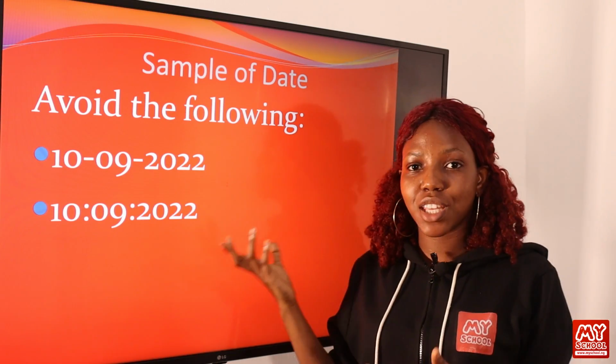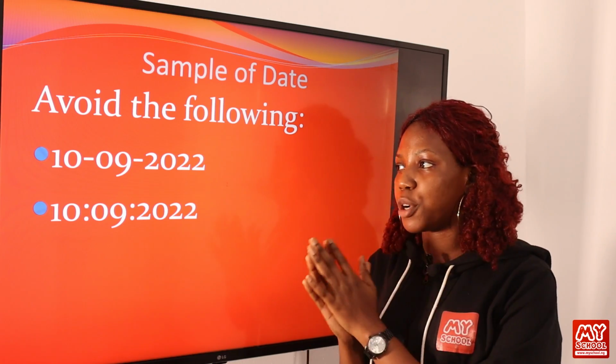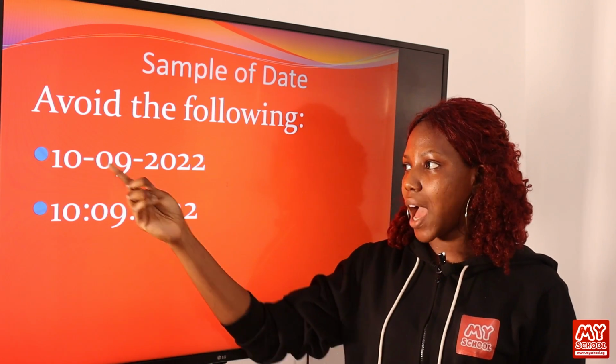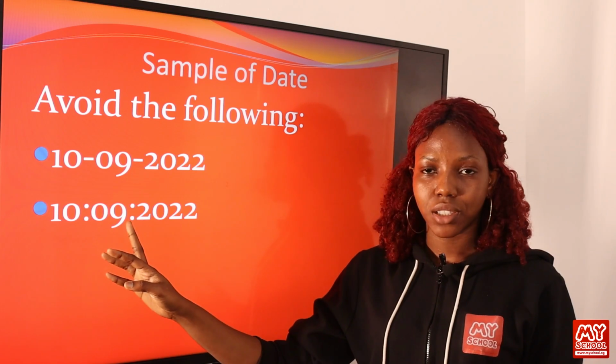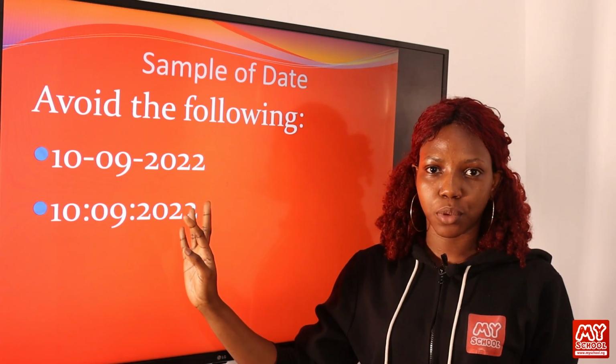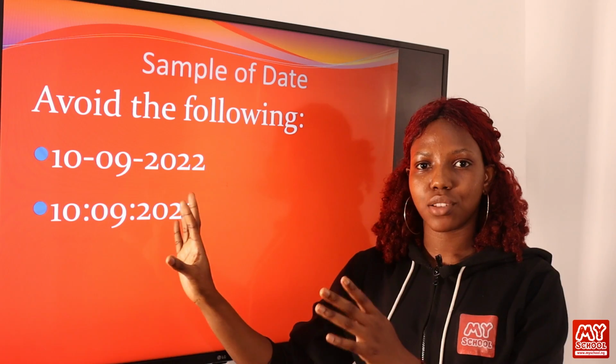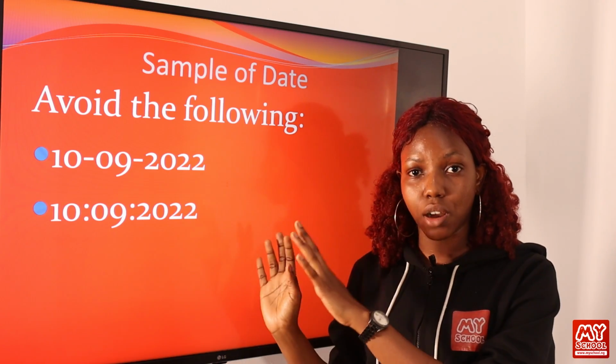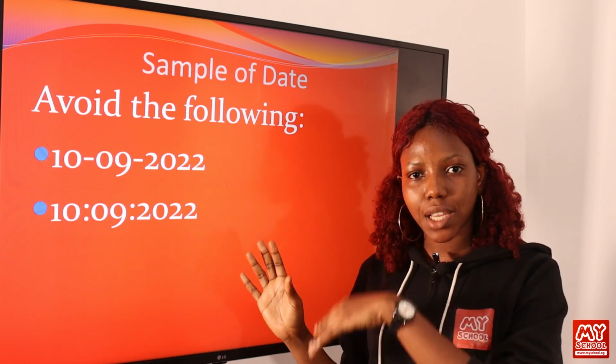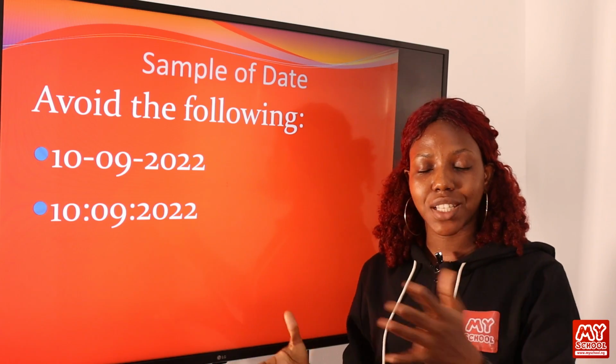So these are the things you need to avoid. You need to avoid writing your date like this, using the hyphen and using the colon. So it is not acceptable. It's not that writing like this is wrong, but it's not appropriate for writing a formal letter. So let's take a look at the address and the date together.